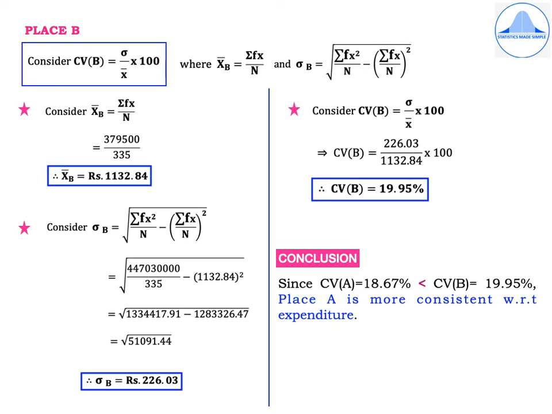Conclusion will be, since CV of A is 18.67%, which is less than CV of B equal to 19.95%, place A is more consistent with respect to expenditure.